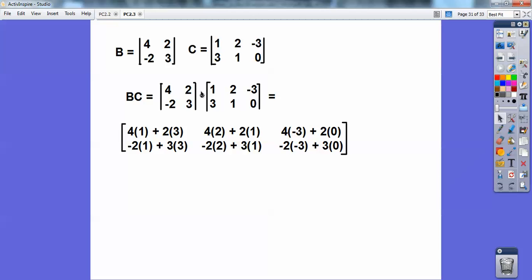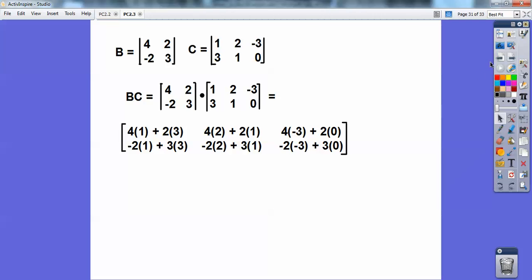So here I did 4 times 1 plus 2 times 3. And then for the middle one right here, I do 4 times 2 plus 2 times 1. For this one over here, it's 4 times negative 3 plus 2 times 0. And then for the bottom row, I take negative 2 times 1 plus 3 times 3. And then for the middle bottom, I go negative 2 times 2 plus 3 times 1 right there.